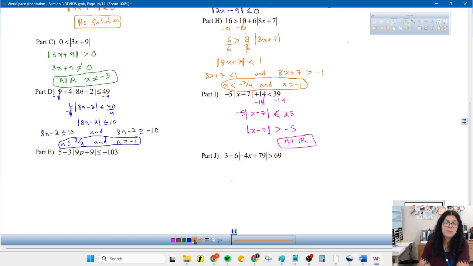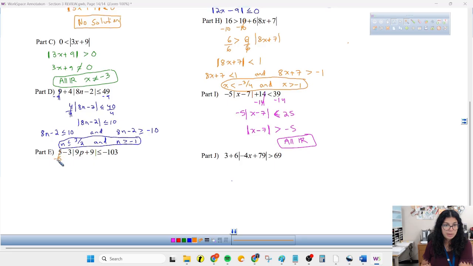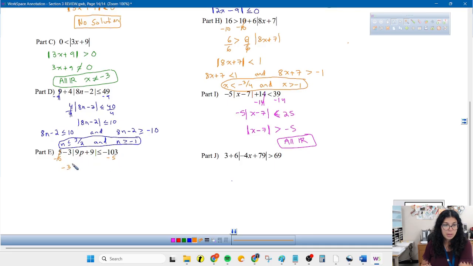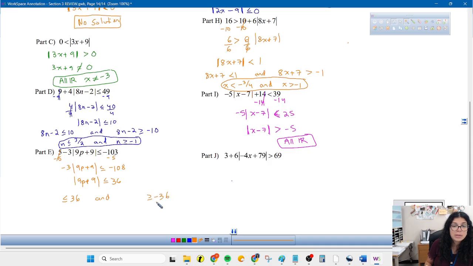All right, part E. Start by subtracting 5. And then -108 divided by -3 is going to be positive 36. So where is the distance going to be less than 36? Well, in between 36 and more than or equal to -36.